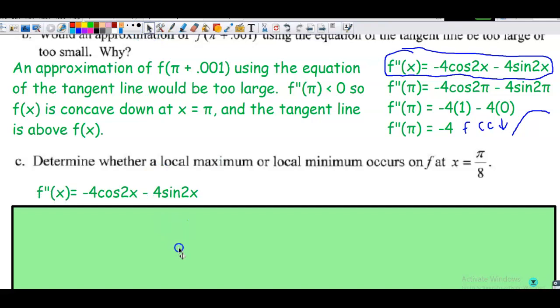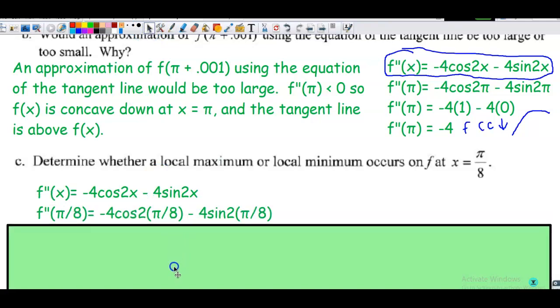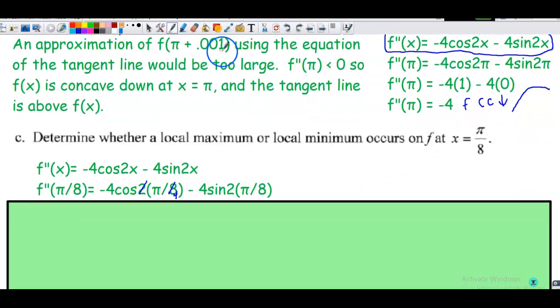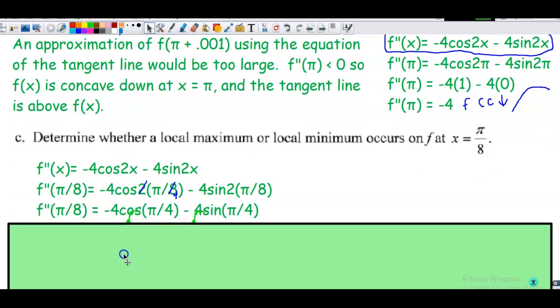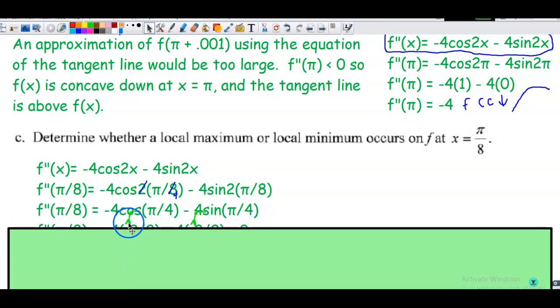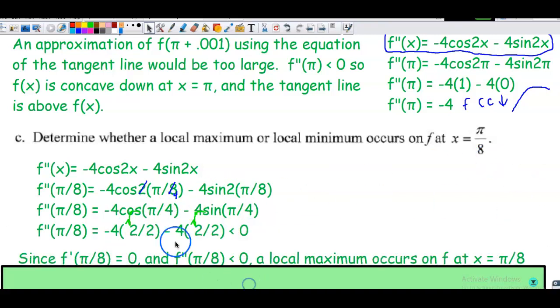So when I do that, there's my second derivative. When I substitute pi over 8, notice that when I reduce, that becomes pi over 4. So it becomes one of our special angles. And, whoops, my radicals moved. We'll fix that in a second. So that's my simplification. Let me slide this down. My radicals slipped or moved, or I'd moved something.